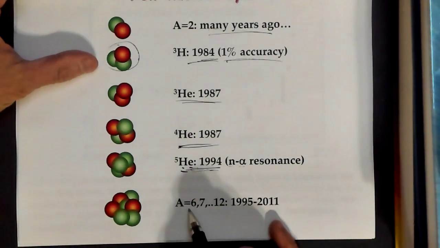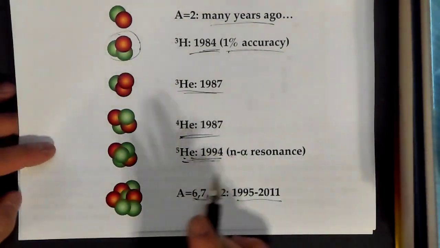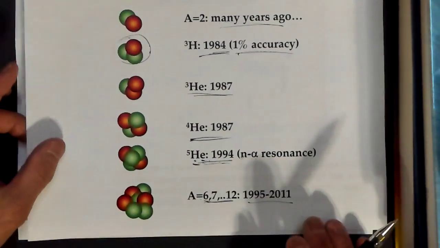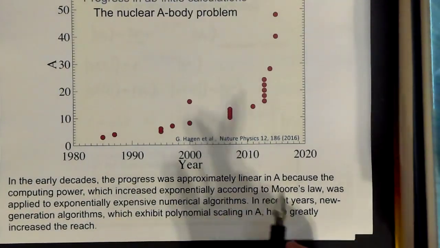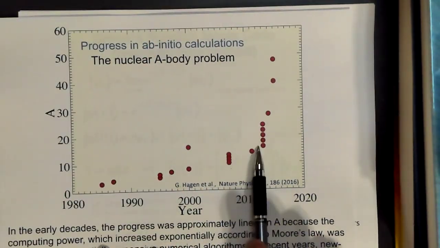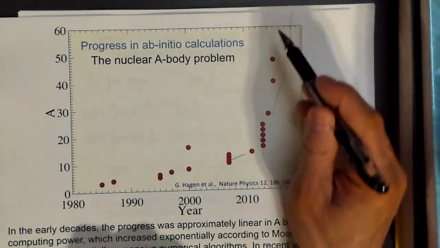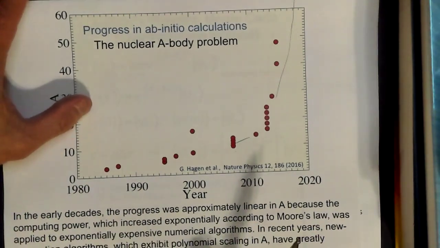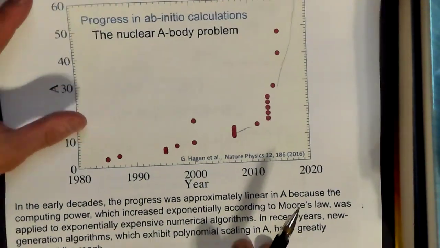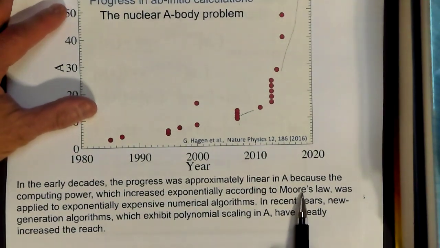And then what you see is that up to maybe 2011, we could go up to 12 particles, carbon-12. But beyond 2011, there has been a lot of progress, and now we've gone up, with first principles methods, to over 100 nucleons today. All right, so it's increased exponentially, like Moore's law.